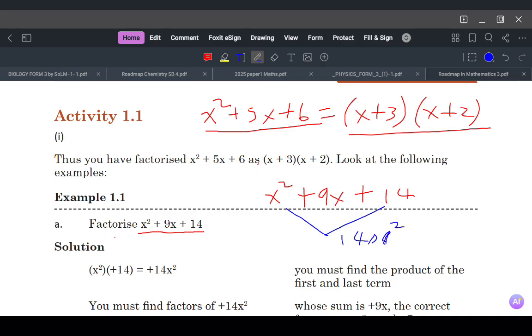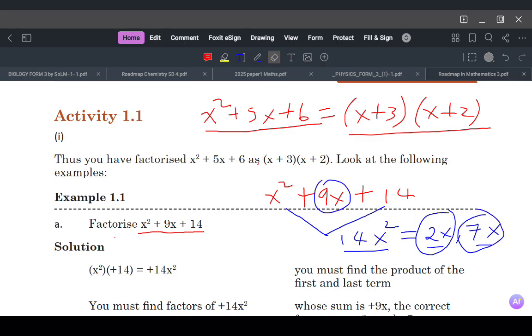Then you rewrite this in two factors, which when you add will give you the middle term. So in this case, we have 2x and 7x. When you multiply these two out, they'll give you 14x squared: 2 times 7 is 14, x times x is x squared. All right, then when you check, when you add these two, you get 9x, which is the middle term.